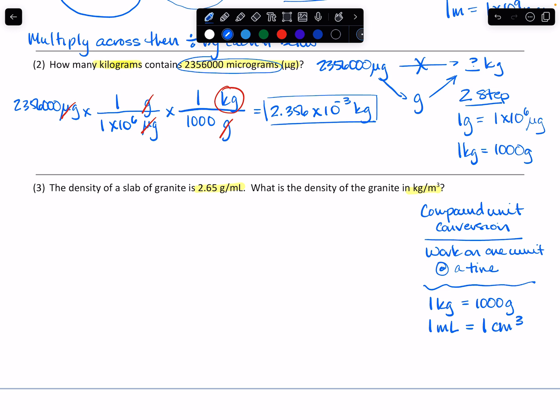So that's going to let me make the jump from the milliliter into the centimeter. All right. Now, once I'm at centimeters, I can convert into meters. Now, these are cubed units. So 1 meter cubed is not equal to 100 centimeters cubed. I need to cube that 100. And when I do that, it's 1 times 10 to the 6th centimeters cubed.